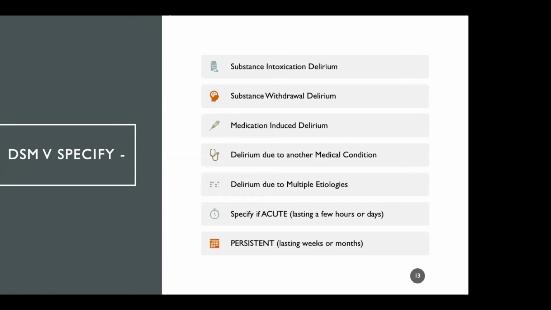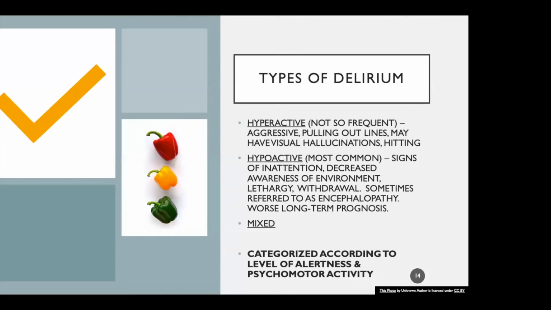And now you may tell me, Nirmala, you just said it's reversible and goes away. There is one kind of delirium, especially in long-term care settings where individuals get delirium so frequently. You may have heard the term or seen the term on the diagnosis, encephalopathy, which is kind of like a persistent delirium. So we also try to specify, aside from what is the etiology, whether it's acute or persistent. Next slide.